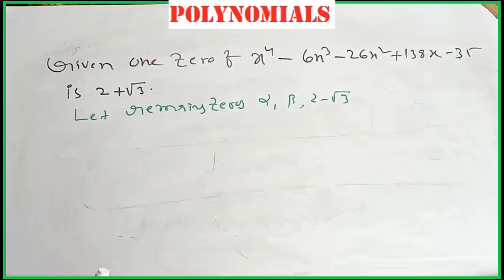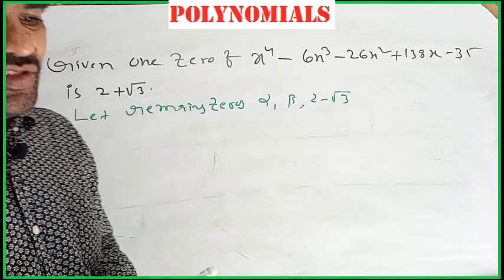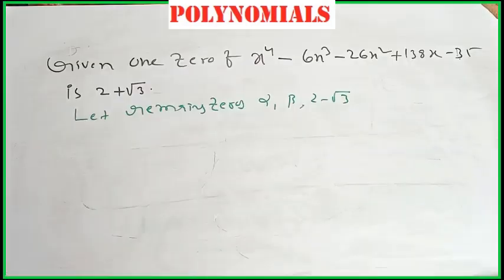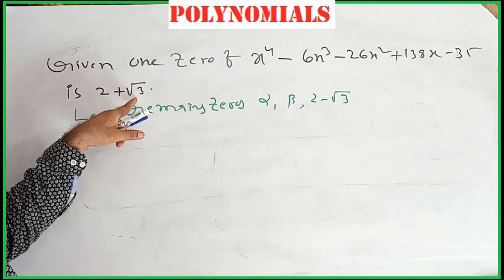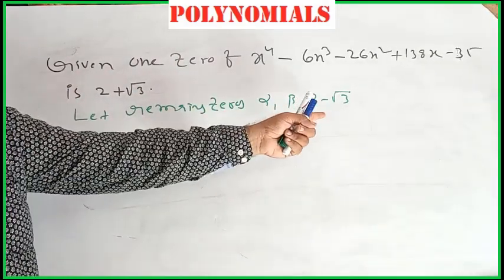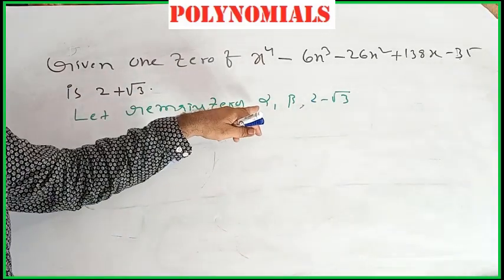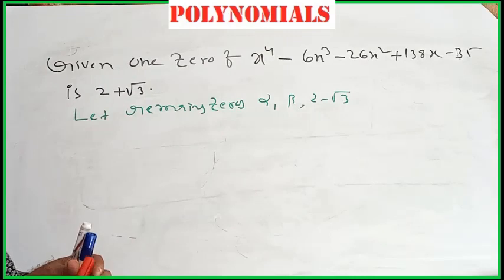Okay, so one theorem is there, an important theorem. In a polynomial with real coefficients, irrational zeros appear in conjugate pairs. Means if a plus root 2 is one zero, automatically a minus root 2 becomes another zero of that polynomial. So if 2 plus root 2 is one zero, automatically you can take 2 minus root 2 as another zero. So remaining two are alpha and beta. Now you want to find alpha and beta values.